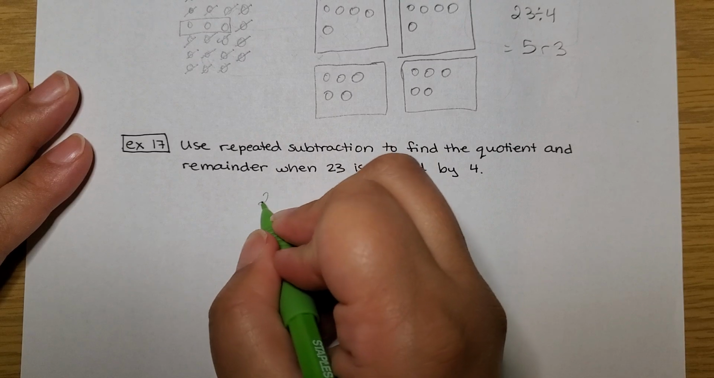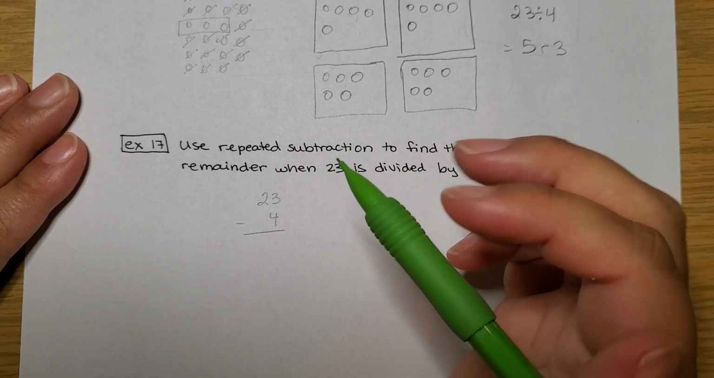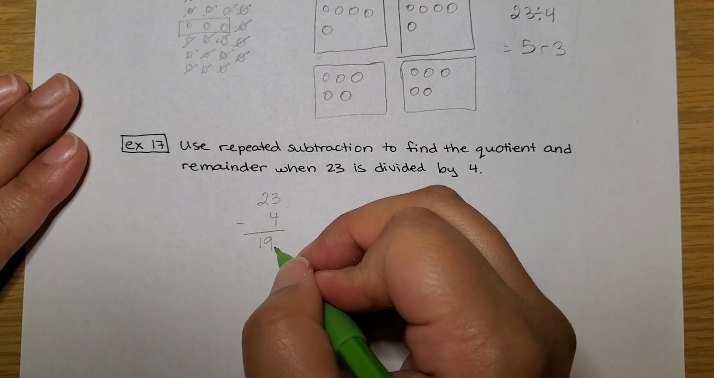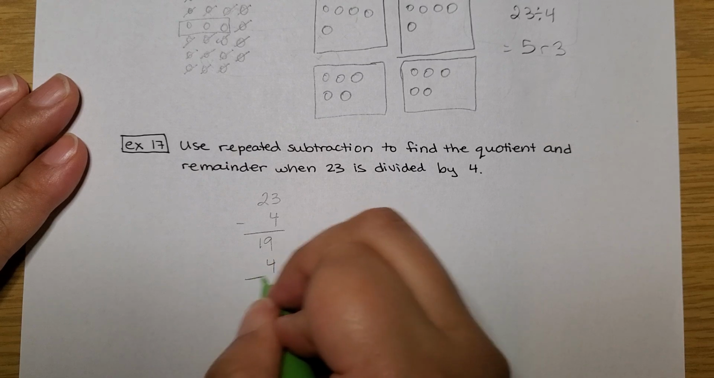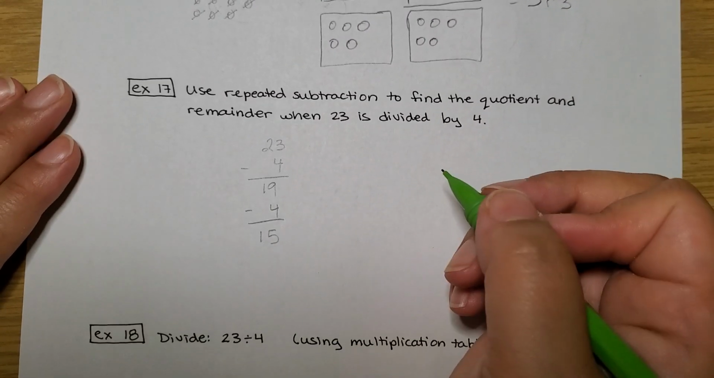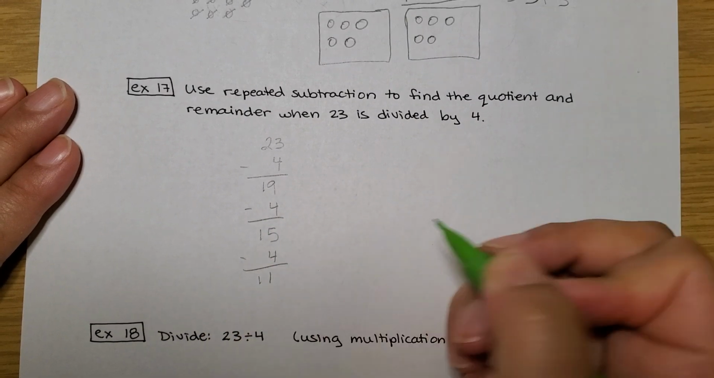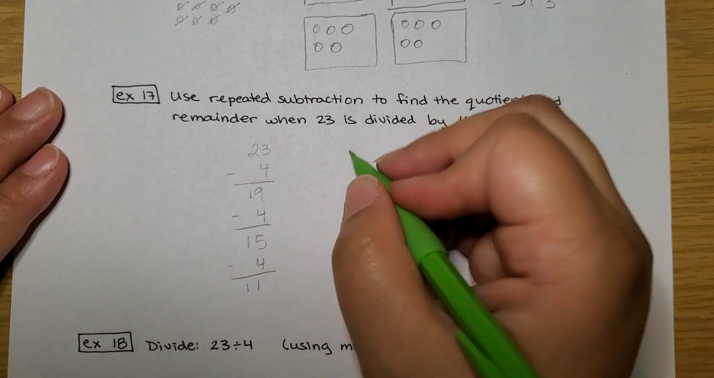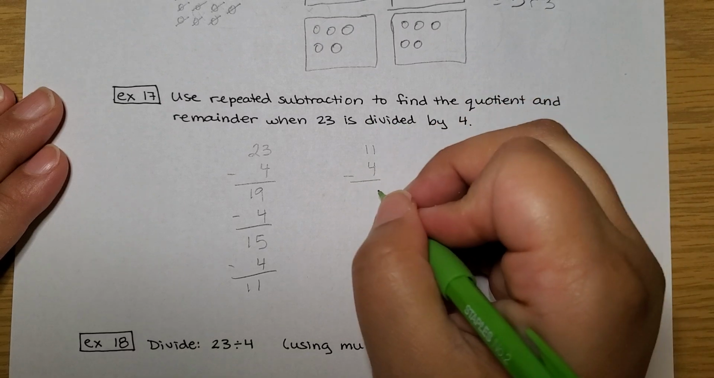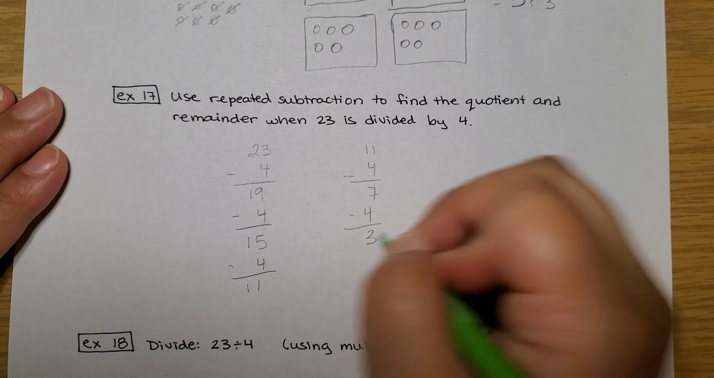I'm going to start out with 23 and I'm going to take 4 away. So 23, 22, 21, 20, 19. I can still subtract 4, so I'm going to take 4 more away, and that's going to give me 15. I can still subtract 4, so I'm going to take 4 away, and that's going to give me 11. I can still take 4 away, so 11, 10, 9, 8, 7. And I can take 4 away again and get 3.